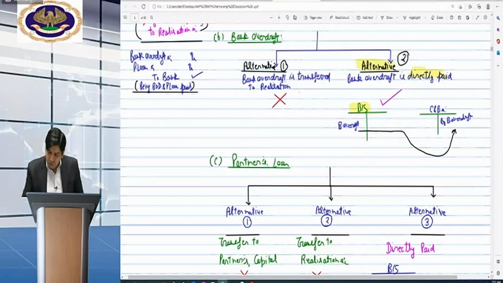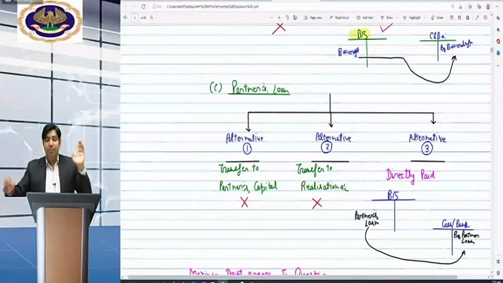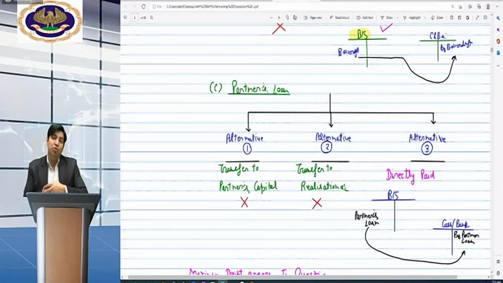Now, moving to the next part of the doubt, that is partner's loan. There are 3 types of treatment. Number 1, transfer to capital and pay from there. Number 2, transfer to realisation and pay from there. Number 3 treatment, directly pay by transferring to cash and bank. Beta, we have to adopt in the exam the same treatment for bank overdraft and for partner's loan. We have to pay directly. Okay, beta, and the reason is again the same.